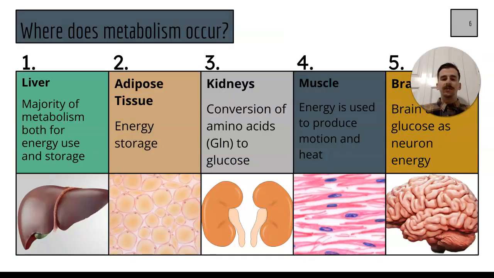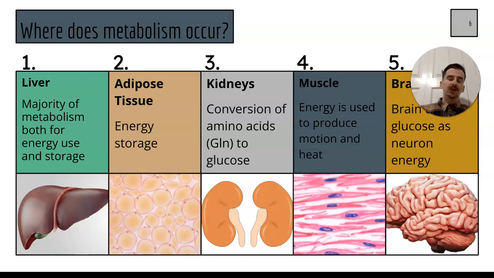So all metabolism is happening all the time throughout our whole body, but the main components that do that, or our main organs, are number one, the liver, which is a wide variety of metabolic processes, adipose tissue or fat, which is a form of energy storage, which is important because it insulates us and gives us a reserve of energy if we need it. Kidneys that convert amino acids that have those amino groups on them, the nitrogens.